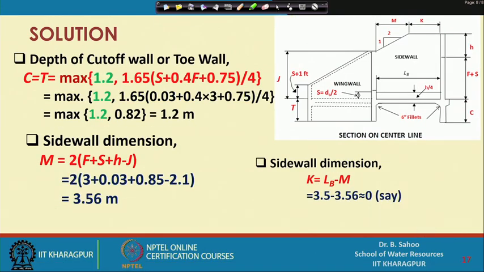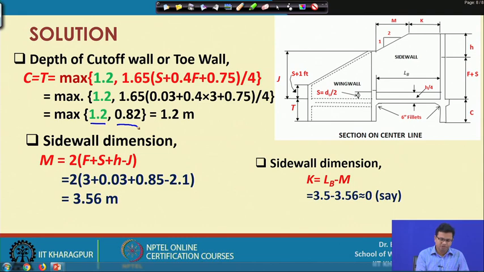Similarly, the depth of cutoff wall or toe wall is given by the maximum value among 1.2 meter, because that is my minimum value as per the design considerations, and 1.65 into S plus 0.4 F plus 0.75 divided by 4. By using these values I have to select between 1.2 and 0.82. Naturally 1.2 is the maximum value. So, I am getting C equal to T equal to 1.2 meter.